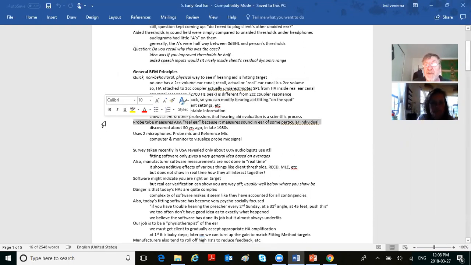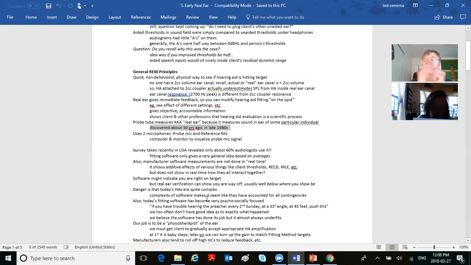Probe tube measurements, in other words, also known as real ear, because it measures the sound in the ear of some particular individual. You should also have an idea as to how long it's been around. If you are asked this on a quiz or a midterm or a final exam, real ear came out in the late 1980s. So it's been around for a few decades, for 3 decades already.